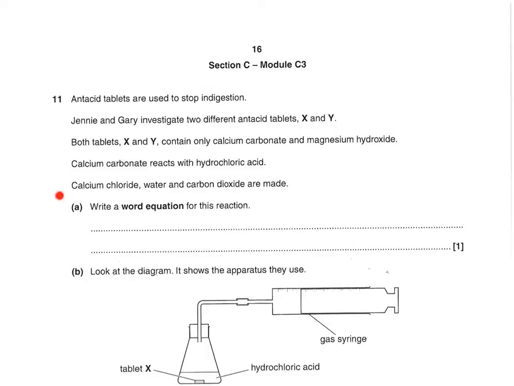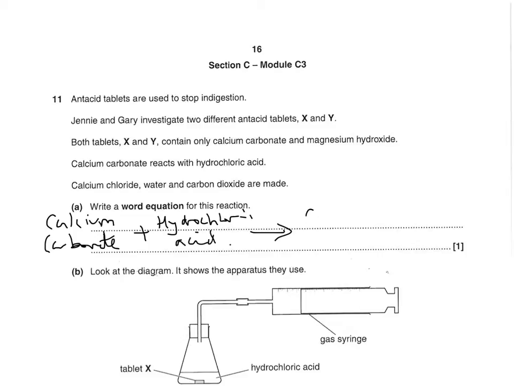So as I've said before, you should always get these word equation marks, because all you need to do is put an arrow in the middle and then write what's reacting together on the left hand side and what is being made on the right hand side. So it tells you what's reacting together, calcium carbonate and hydrochloric acid. So you put those on the left hand side with a plus in the middle of them. And on the right hand side just put what's made. So it tells you that calcium chloride plus water plus carbon dioxide is made. So that'll get you 1 mark.